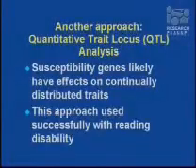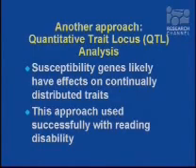So this approach then assumes that susceptibility genes likely have effects on these continuously distributed traits. And the mathematics now are very different in terms of how we do the linkage analysis. This approach has been successfully used recently to establish linkage for reading disability. And let me just show you how it worked.